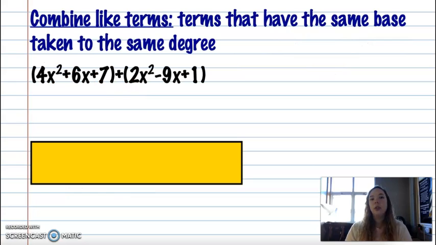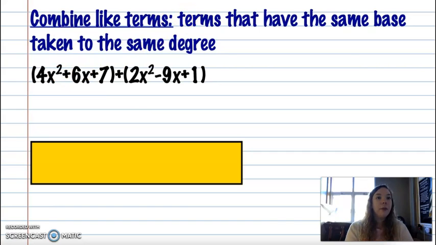Combine like terms. So this is where we're going to talk about adding and subtracting these polynomials. And like terms in the situation of polynomials are terms that have the same base taken to the same degree. So x squared is only a like term with other x squareds. X's are only like terms with other x's. So you're not just looking at the variable this time, you're also looking at its exponent.